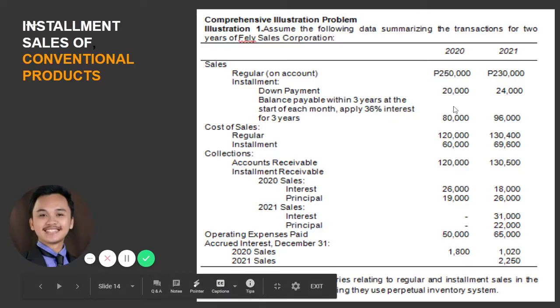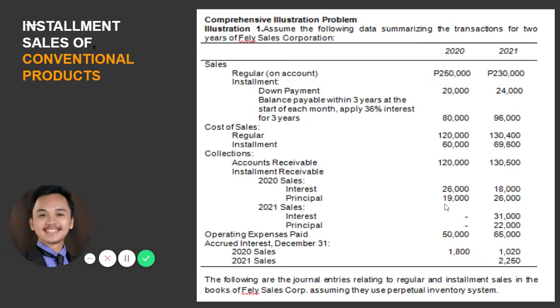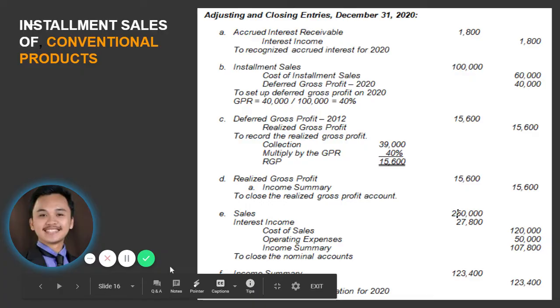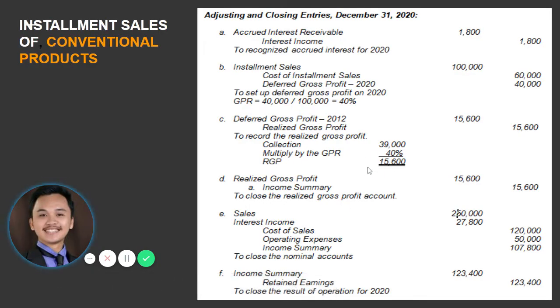So take note that we have a down payment of 20,000 and we have cash collection applicable sa atong principal nga 19,000. So therefore, we have a total cash collection of 39,000 that is applicable sa atong principal. So from that, we have 39,000, multiply it by our gross profit rate ng 40% to compute for our RGP. So therefore, our RGP for 2020, not 2012, 2020 will be 15,600.